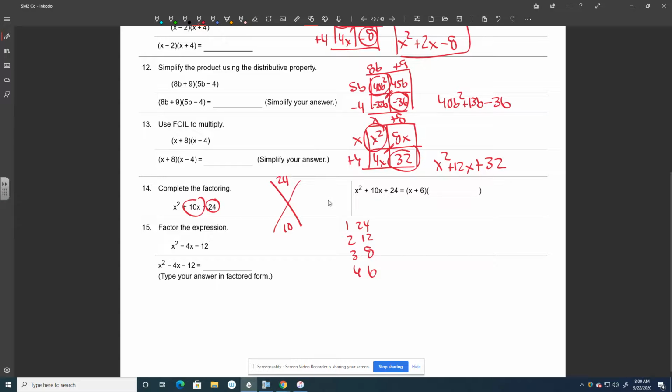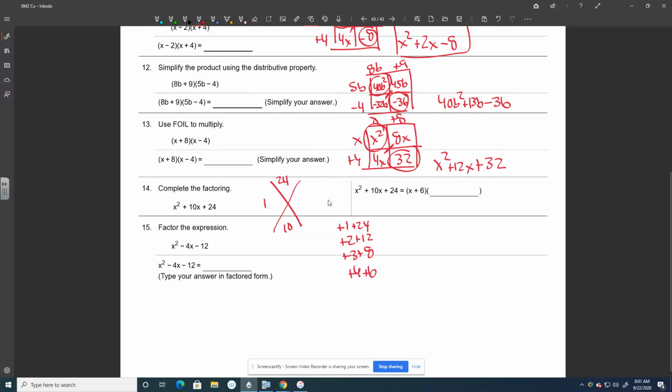And I do have some hints. This is actually, is that a negative? I just covered it up, I can't see. Nope, it's a positive 24. Since this is a positive, they're either both positive or they're both negative. But because they add up to 10, a positive 10, I know that they're both positive. Remember, the signs give you the hints.